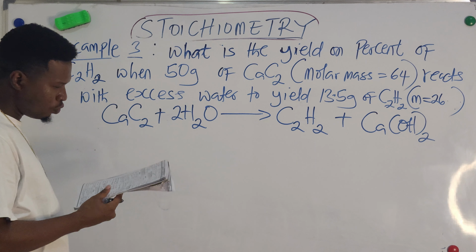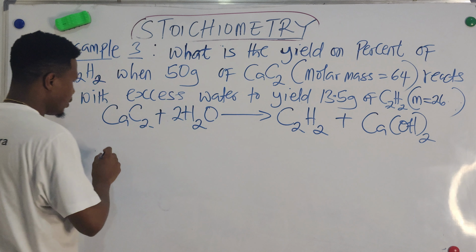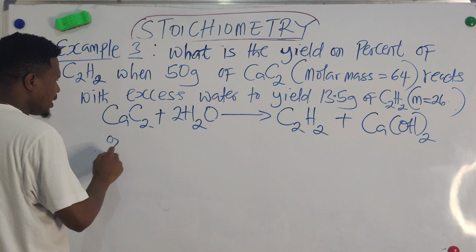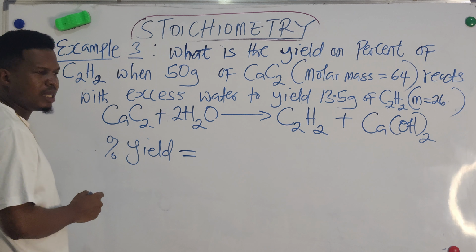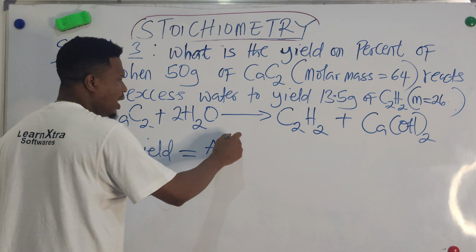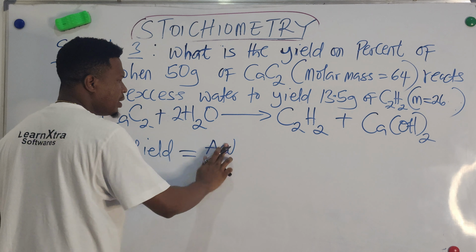So the next thing now is to ask yourself, what are we looking for? We are looking for the percentage yield. The percentage yield is actually given as the actual yield all over theoretical yield. That's the formula to get the percentage yield, times 100 over 1. Now, but in this question, we don't even know which one is the actual yield and the theoretical yield.